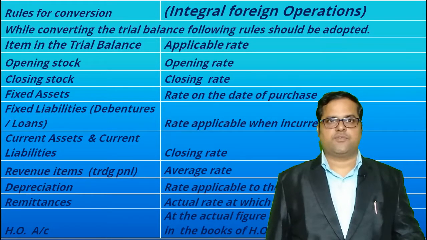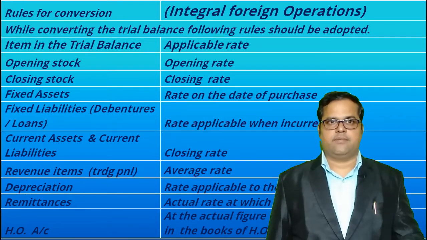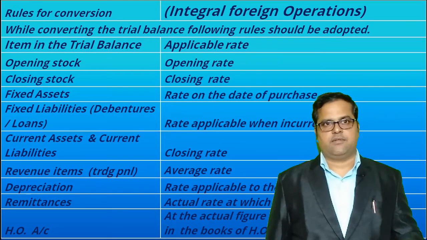Students, now let us see the rules for conversion, that is the rates to be applied to different items of trial balance. Now we will study this in tabular format. On the left hand side of mine we have items appearing in the trial balance. On the right hand side I have given you the rates to be applied. First, opening stock. For this you have to apply opening exchange rate. It will be provided to you in the sum. Closing stock. For this you have to apply closing exchange rate.